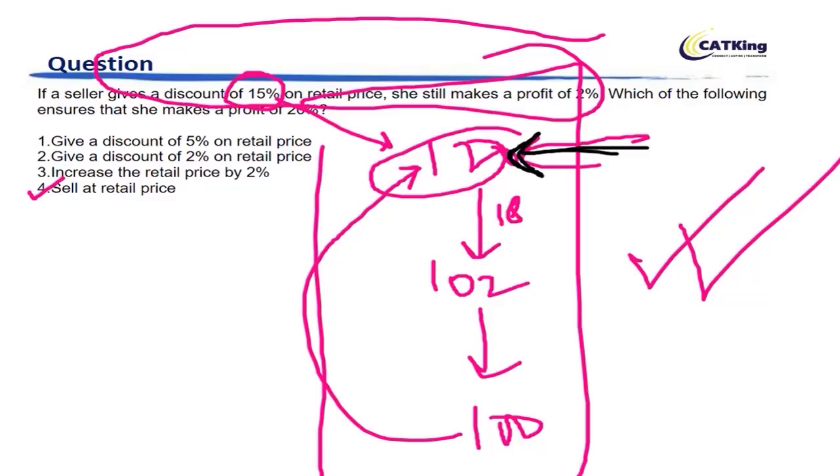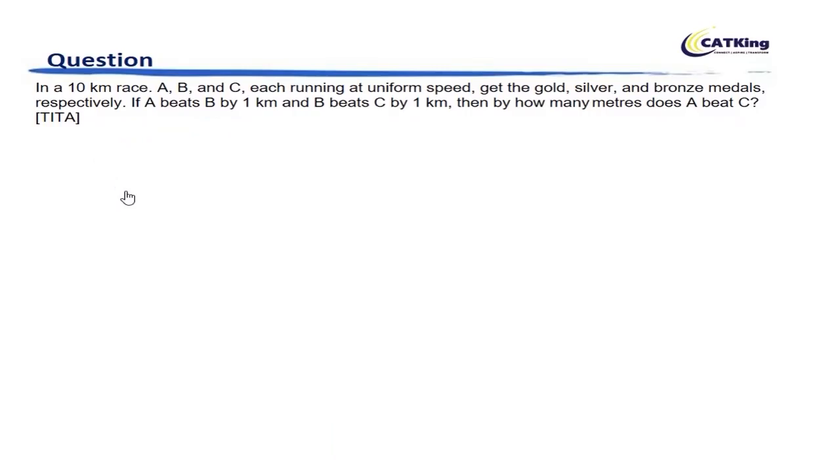Okay, so I hope this is also clear to you. In a 10-kilometer race, A, B and C, each running at uniform speed, get gold, silver and bronze. If A beats B by 1 kilometer, B beats C by 1 kilometer, then by how many meters does A beat C? So guys, again a very simple question from time, speed, distance. My request to you will be, pause the video for a minute and try it yourself.